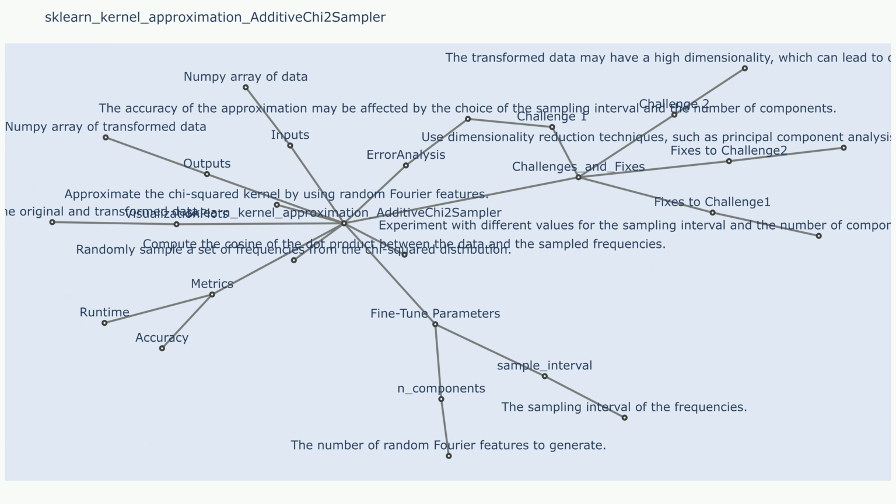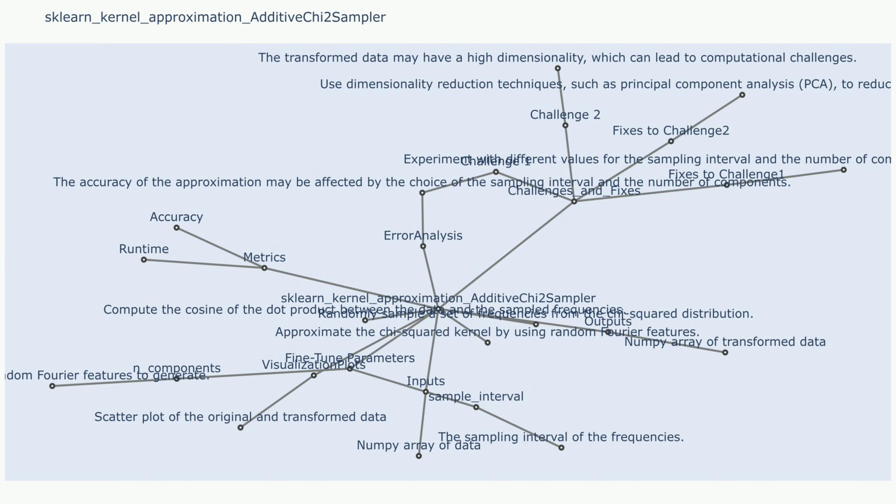Outputs: the output of the transform method is a 2D array of shape n_samples, n_components, where each row represents a sample and each column represents a random Fourier feature.